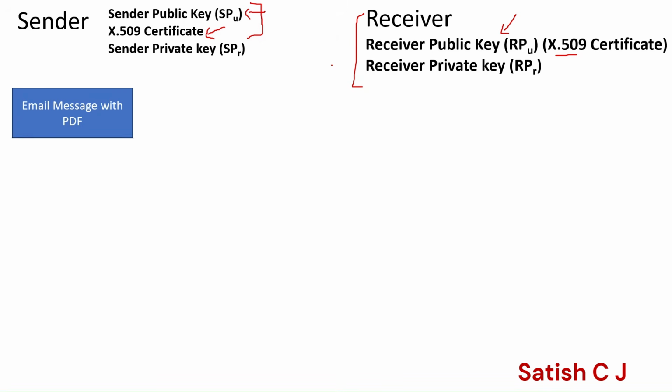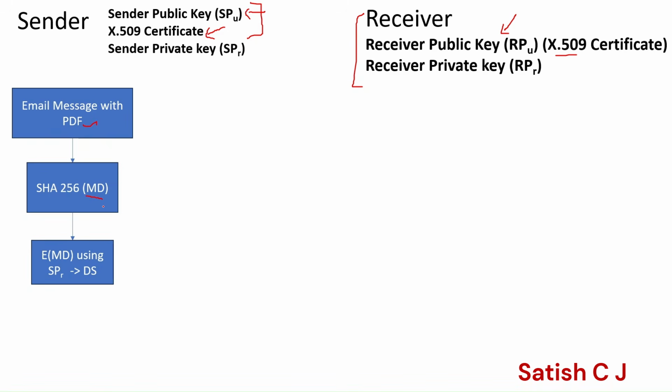And how this process starts is, let's say we have an email message with a PDF attachment. We'll take this example. So what we do here is we take the email message with the PDF attachment. We give it to an SHA-256 hashing algorithm. We create a fixed length message digest as the output. Now this message digest is used for creating a digital signature.